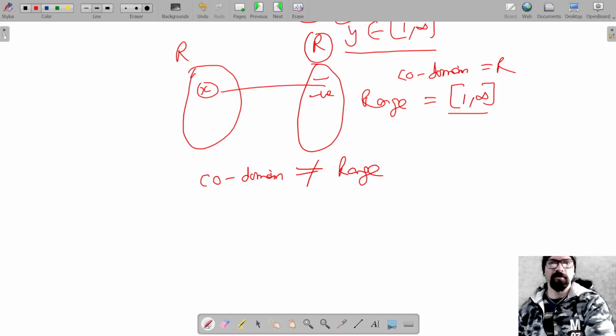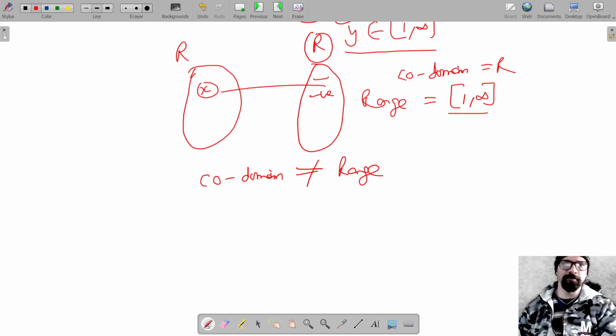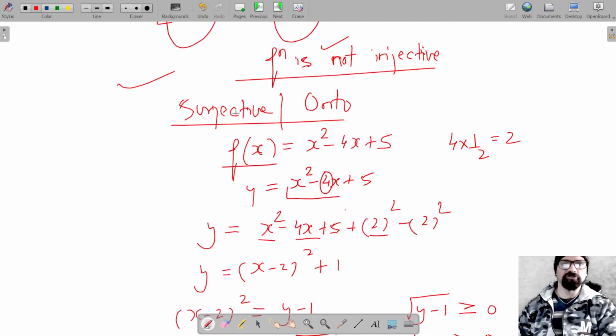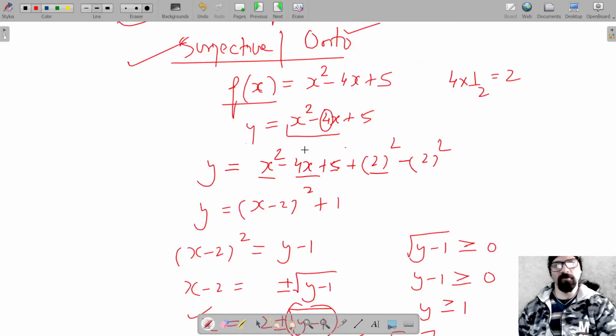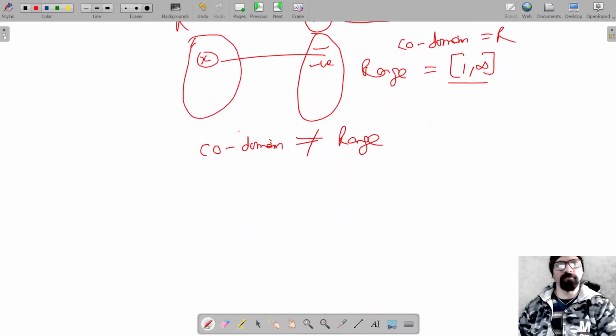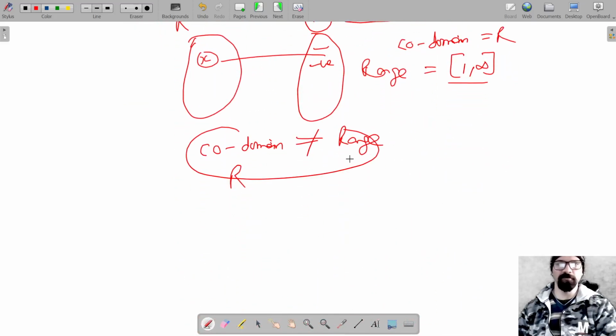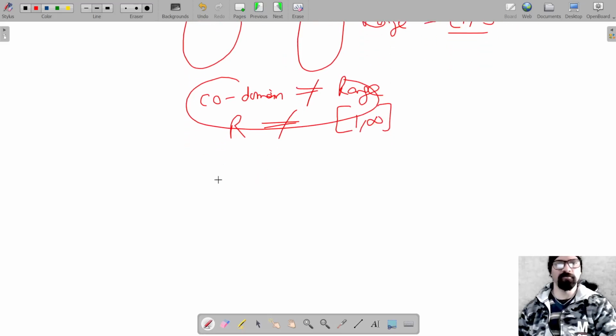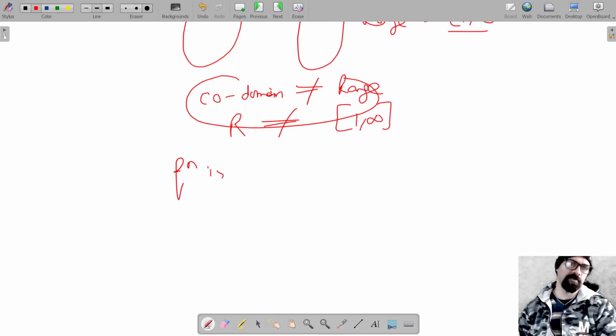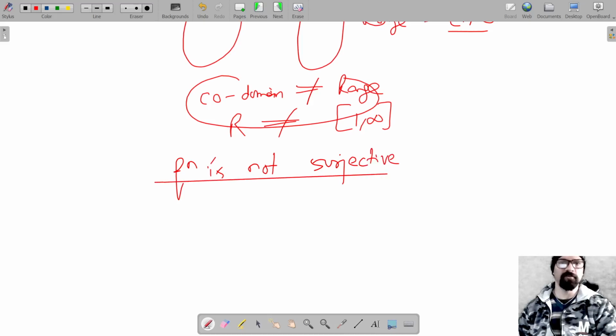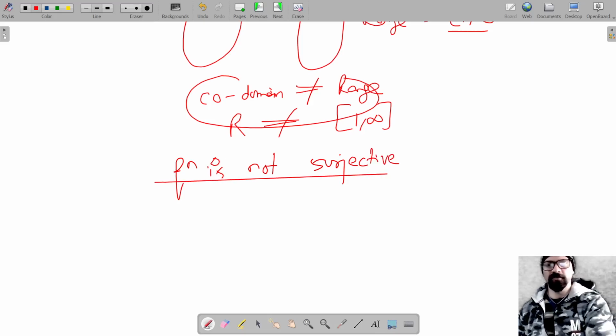So the codomain is not equal to the range, and for this function to be surjective or onto, codomain should be equal to range. In this case, the codomain has all the real numbers and the range is only limited to 1 to infinity. So these are not equal. So the function is not surjective. So it's neither injective nor surjective.